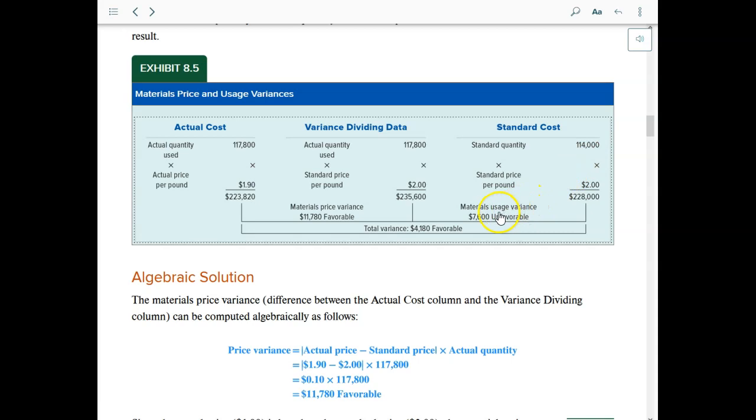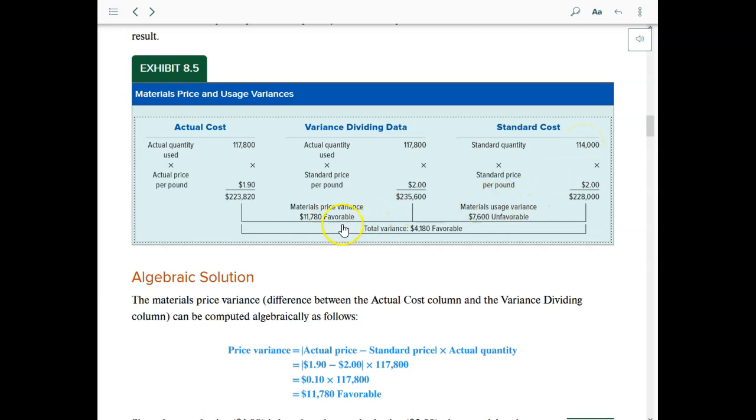This is why it's a usage variance. Sometimes in other books it's called a quantity variance, materials quantity variance, materials usage variance. Based on how much we used, regardless of the price, which is the same between the two. Usage-wise, this is the variance. It's unfavorable. We used more than we planned.